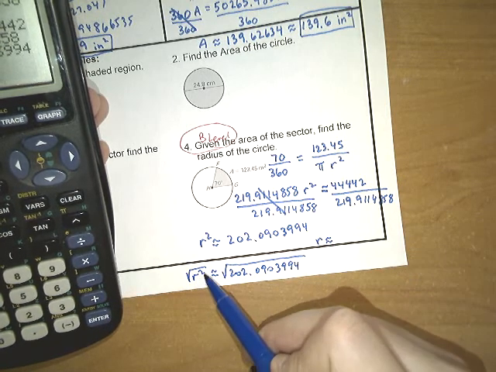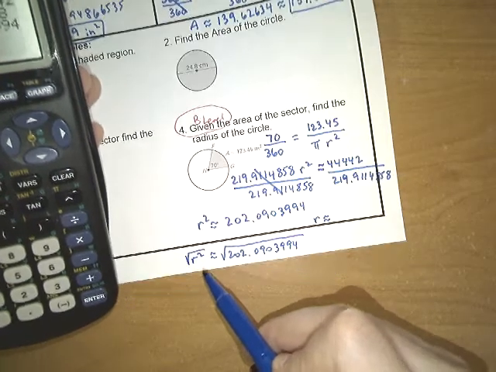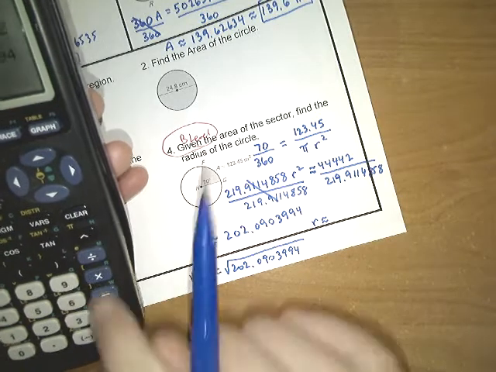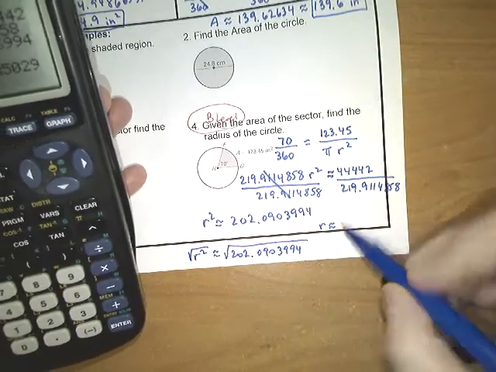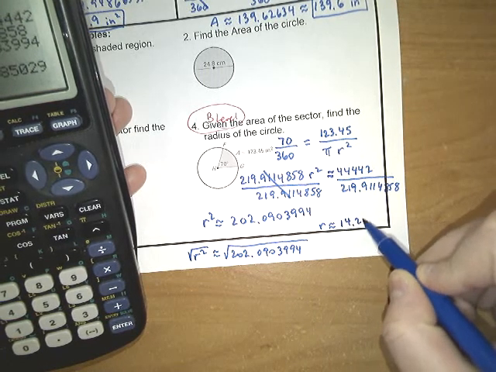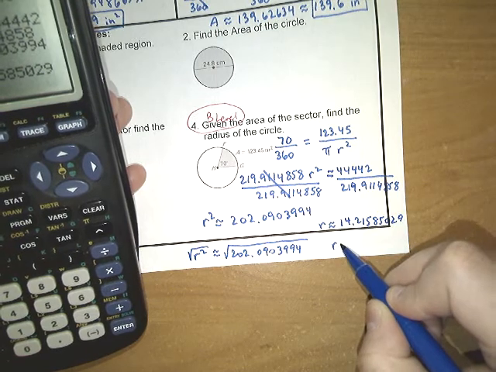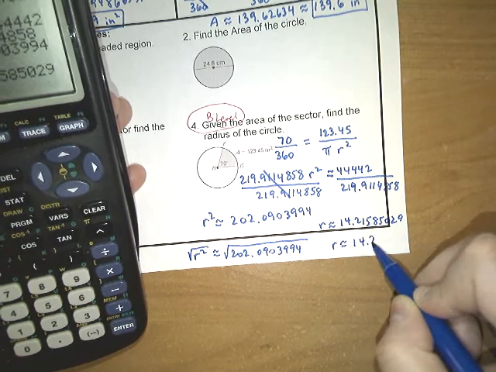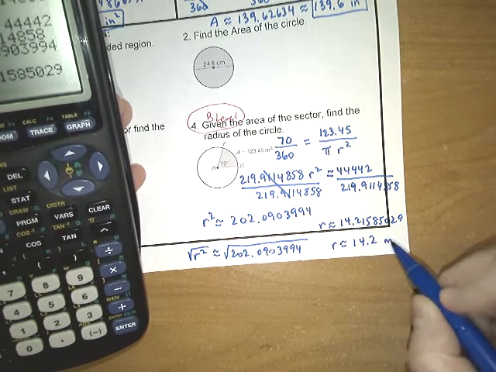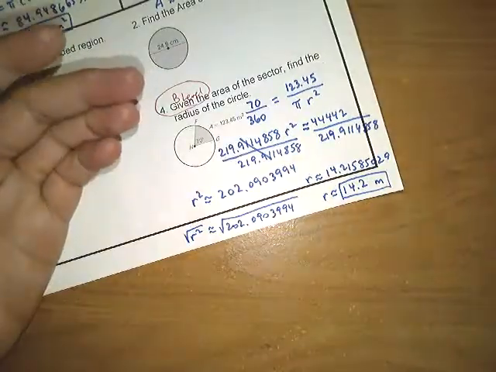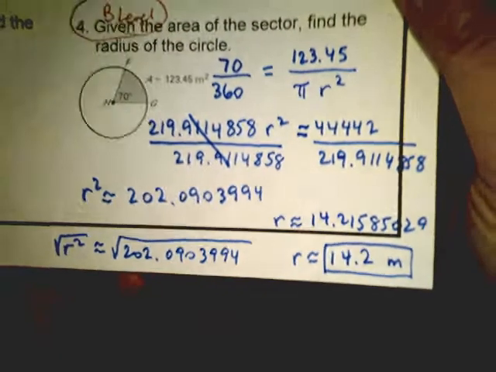So here on the left, the square and the square root cancel each other out, whereas on the right, I just need to take the square root of that last value on my screen, which gives me 14.21585029, and if I rounded that off to the nearest tenth, I'd get 14.2 meters. Oops. Alright, now I'm going to hold this up so y'all can see it a little bigger and clearer. There you go.